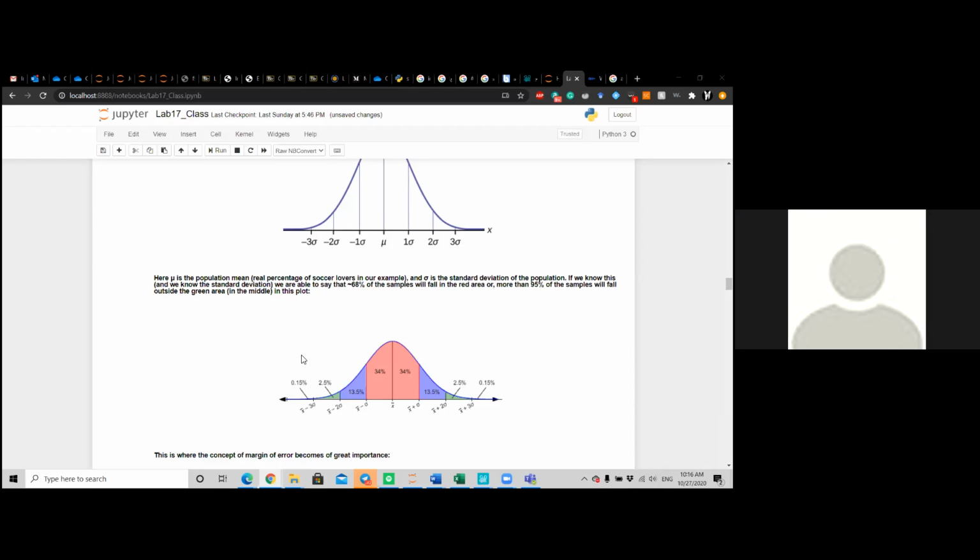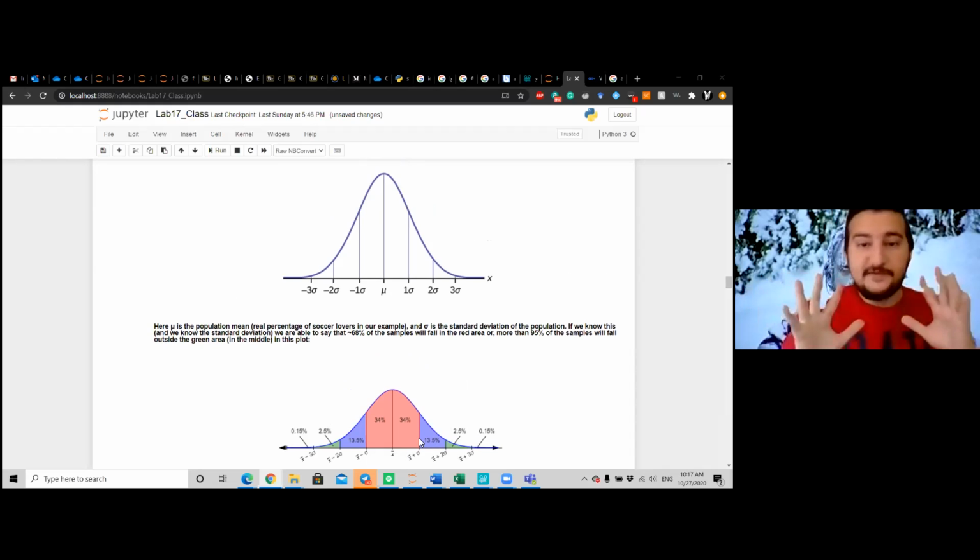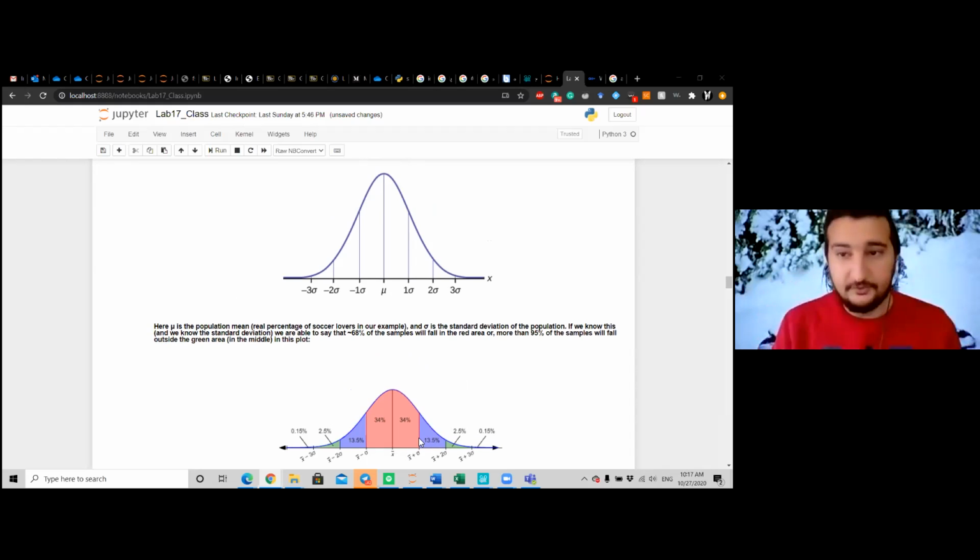Questions? Will it always be like from mu to negative lambda, will it always be 34%? Yes, because we are assuming that this is a normal distribution.